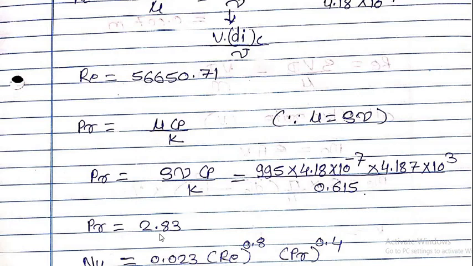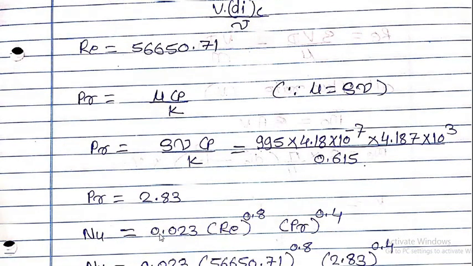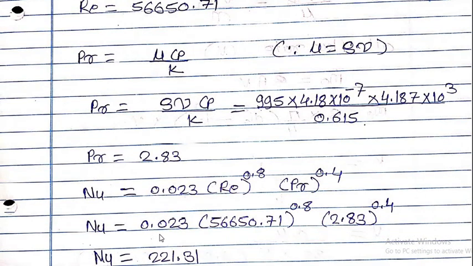Now we have the Reynolds number and Prandtl number, so we have to find out the Nusselt number. This equation is provided as given data, so we can consider it directly. Nusselt number is equal to 0.023 into bracket Reynolds number raised to 0.8, Prandtl number raised to 0.4.